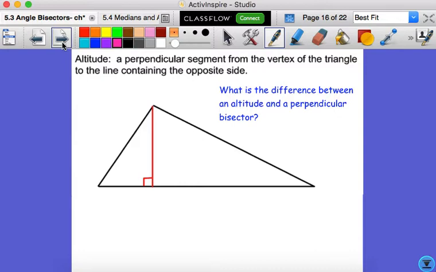We're also going to very briefly talk about an altitude. An altitude is a perpendicular segment from the vertex to the line containing the opposite side. So what's the difference between an altitude and a perpendicular bisector? Well, we have the perpendicular part. What we're missing is the bisector part, meaning this segment does not have to be the same as this one. And another key difference is that it has to touch the vertex. Pause the video here if you need to take some notes.